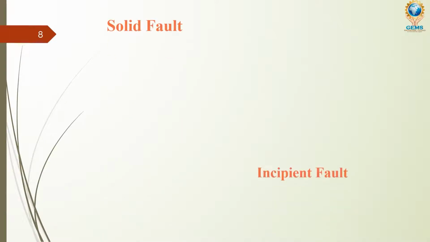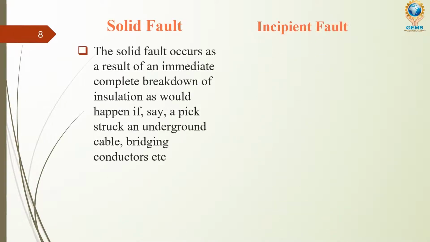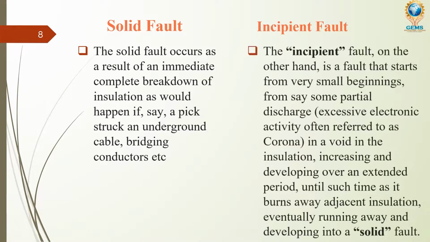Here we can see solid fault. Solid fault means if the fault occurs in the system, it is going to break down the system immediately. When the fault happens, suppose the line is going like this, it will immediately break down the total system. We say this fault is a solid fault.